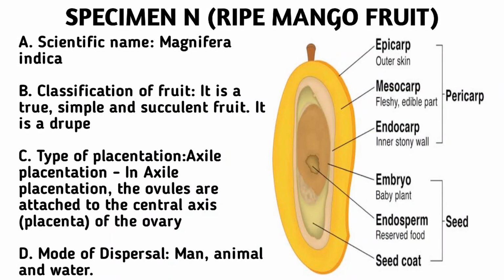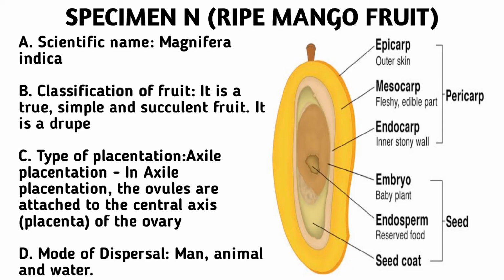Moving on, specimen N is a ripe mango fruit. The scientific name is Mangifera indica. For the classification, it's a true fruit. Remember, true fruit comes from the ovary only. Next, it's a simple fruit. Simple because it comes from a flower with just one ovary, and it's succulent because more than one of its fruit wall is edible. It's also a drupe. Remember, the palm fruit is a drupe. Drupes are fruits that have a thin epicarp, that's the thin outer layer. It has a fibrous mesocarp, that's the middle layer.